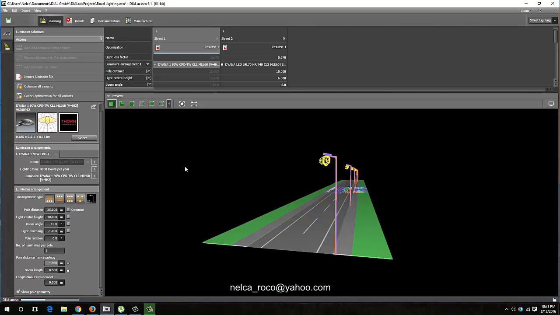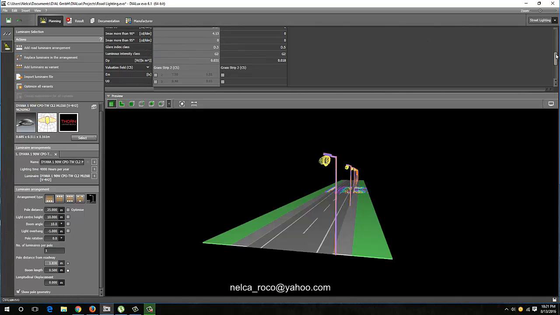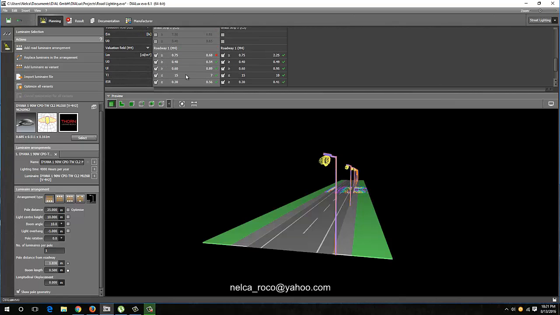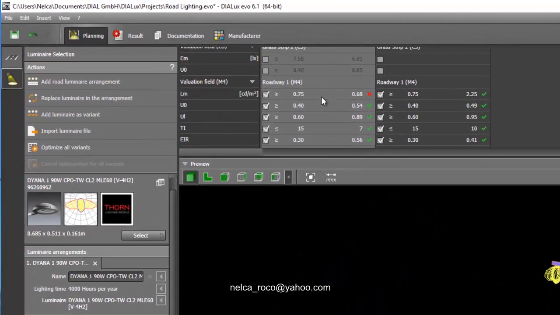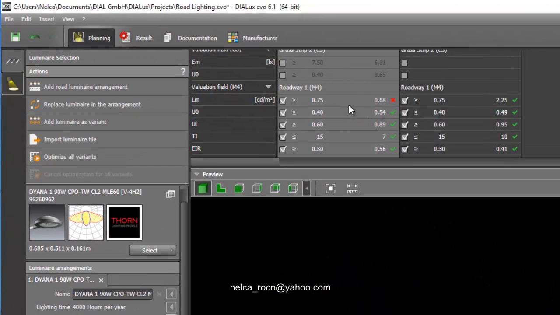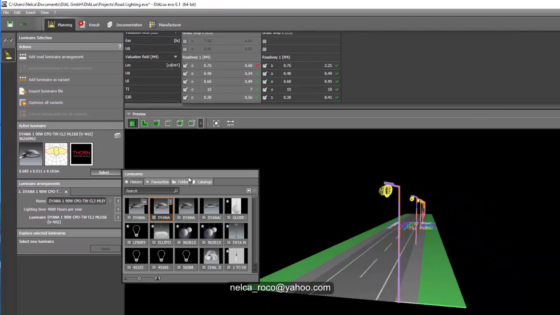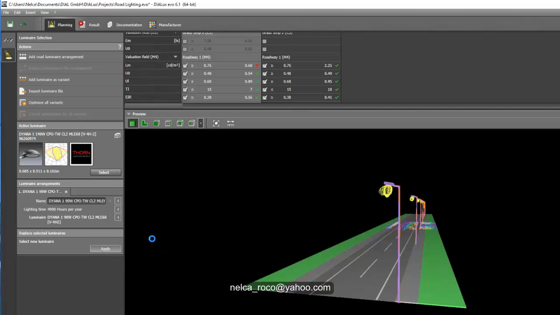Let's run it now. And let's check the output. And it's negative. It says candela per square meter is not enough, so it means we need to increase the wattage of the luminaire. But the other parameters are okay, they're all checked. So let's replace the luminaire into the original design, which is the 140 watt metal halide. So apply.